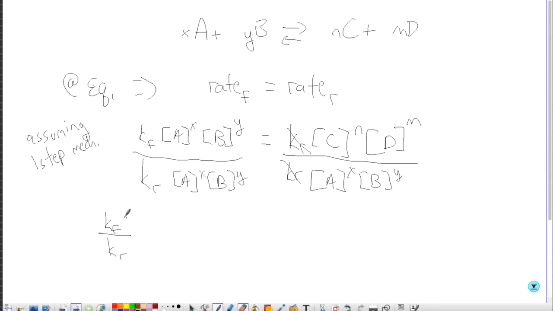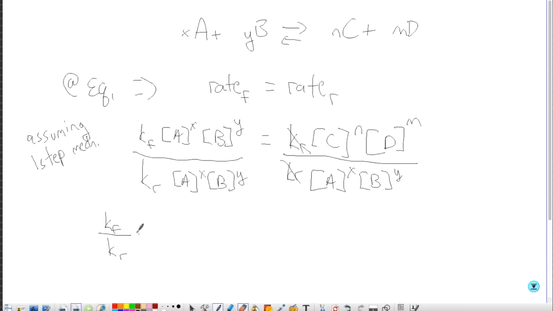Now, this seems kind of funny. I have a constant divided by another constant. And if you take a constant, let's say the number 3, and you divide it by another constant, let's say the number 2, you would always get a constant. Let's say the number 1.5.